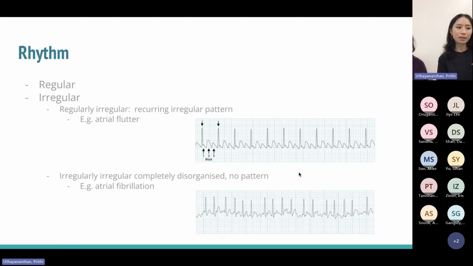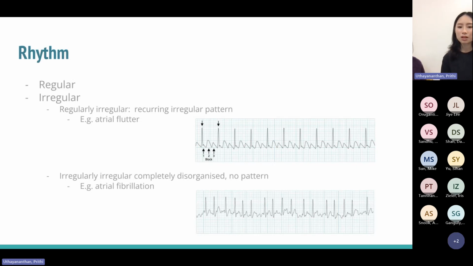So then you want to look at rhythm again. We've already decided whether our rhythm is regular or irregular. And if it's irregular, there's regularly irregular and irregularly irregular. Regularly irregular is when it's irregular, but it's irregular in a pattern. An example of that, as you can see on the slide, is atrial flutter.